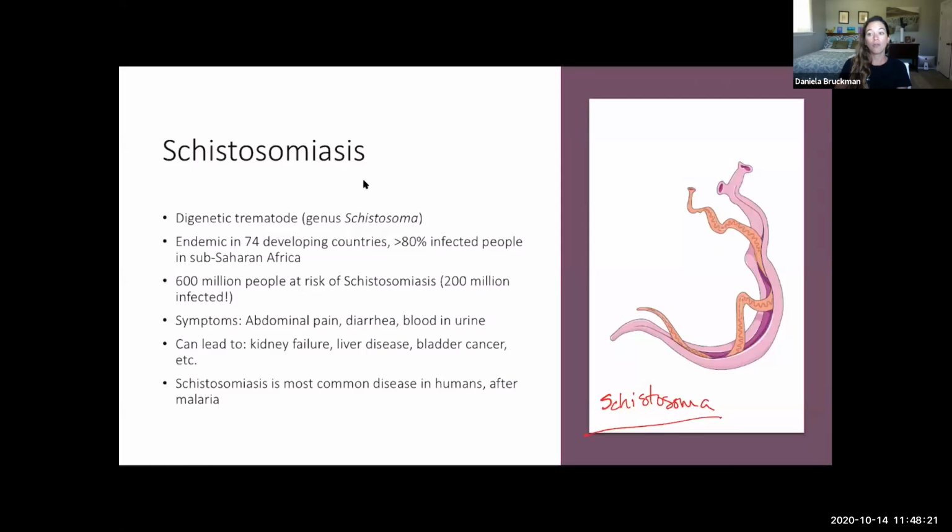If you're from a part of the world where this is common, you may have recognized this. It's endemic in 74 countries, where greater than 80% of infected people are found in sub-Saharan Africa. There are 600 million people at risk of schistosomiasis and about 200 million infected. It's the most common parasitic disease in humans after malaria. And this is probably an organism you've never heard of.